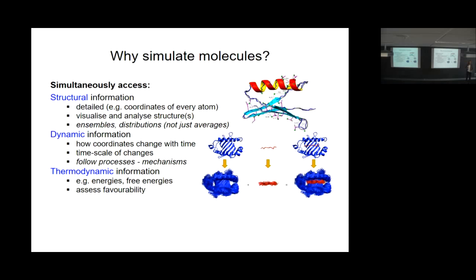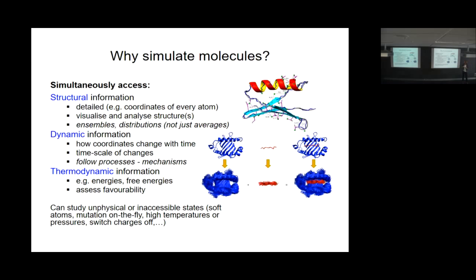And you can also do all sorts of things that you couldn't do in real life, so unphysical or totally inaccessible states. So we can do things like make atoms soft and squishy or make them disappear. You could study all sorts of things that would be far too dangerous to do in a lab as well. And I like this analogy for probing hypotheses that you couldn't test in real life at all, and trying to understand why something might be happening.